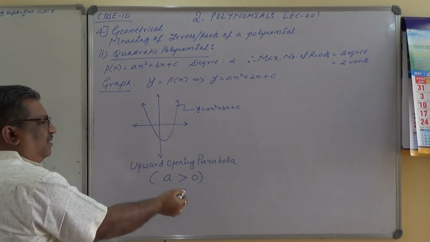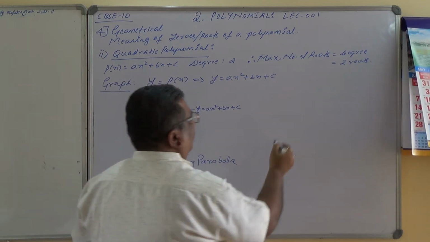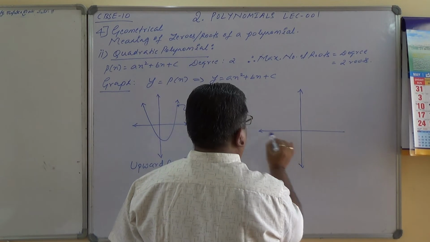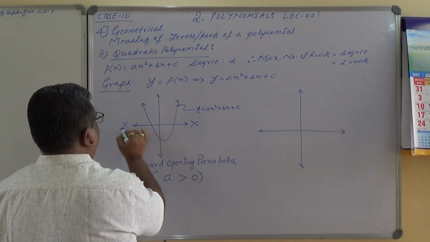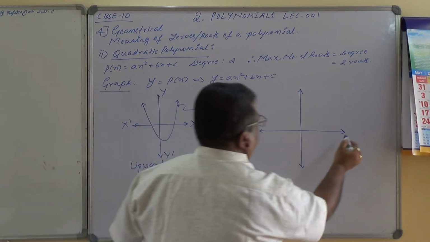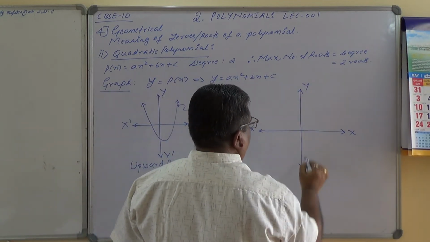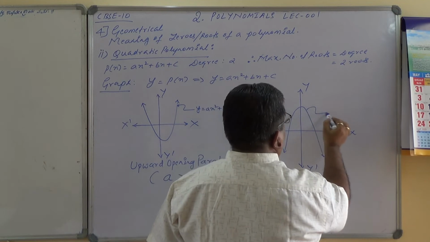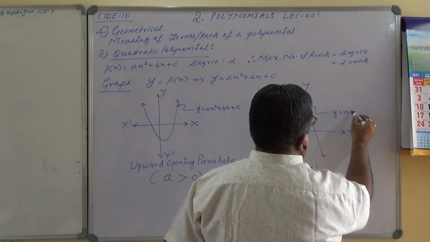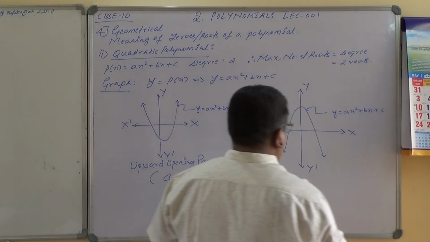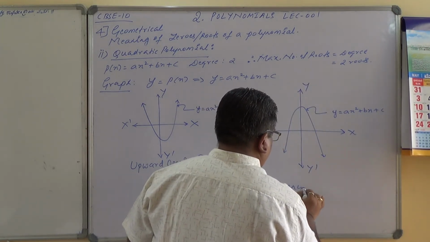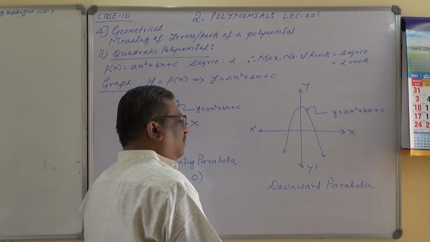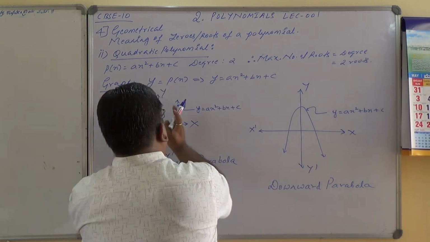Is it correct? If a is greater than 0, you get an upward opening parabola, or the other one, called a downward opening parabola or a downward parabola. Let me write x and this thing. This is x, x dash, y and y dash. This is called a downward opening parabola. The equation of this is y equals ax square plus bx plus c, and this is called a downward parabola, also called a downward opening parabola, because the mouth is opening downward, whereas there the mouth is upward.